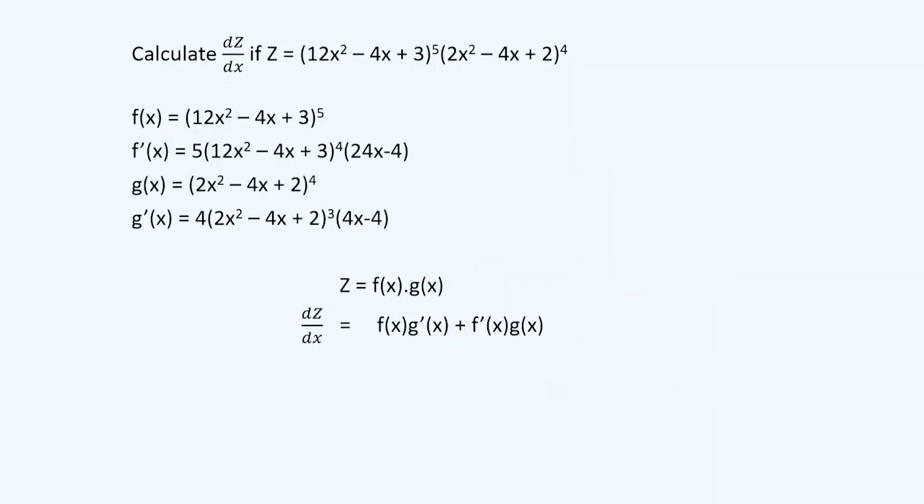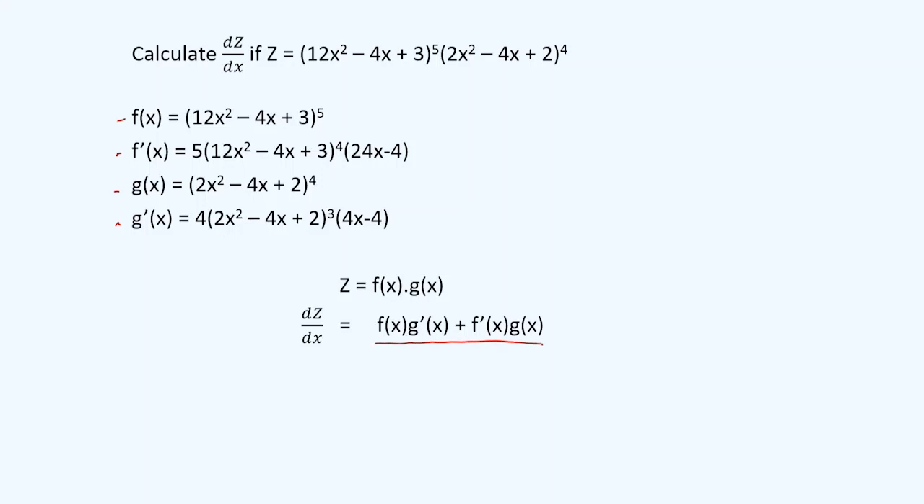So going back to the original question where we have to differentiate z with respect to x, we are now able to do so using the product rule. What we have written out here are the two calculations we did on the previous slide using the chain rule, and then obviously the two functions f of x, g of x. And we're going to use those four to set out the answer as per the product rule here.